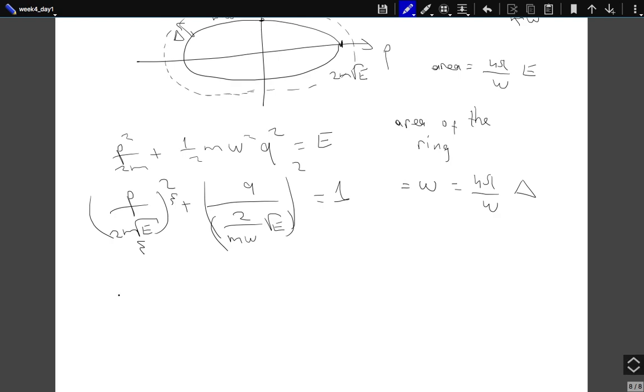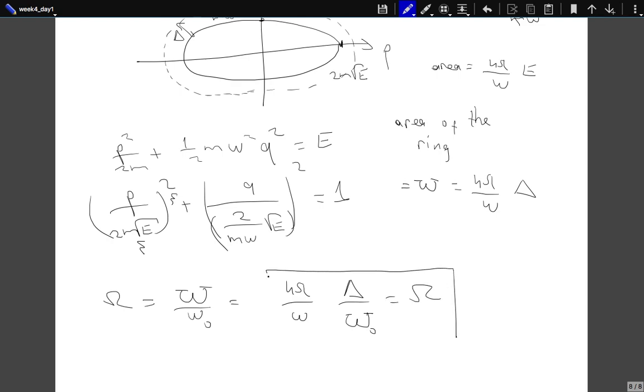The number of states should be this area over omega 0. Some bad notation, let me call this some different omega, it's not the frequency omega. So this is 4 pi over omega, the frequency, times delta over omega 0. This is the number of states available to my system.